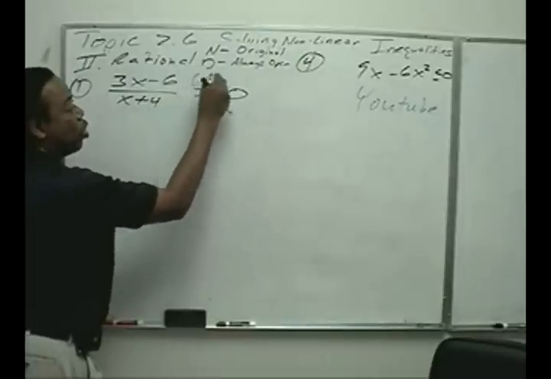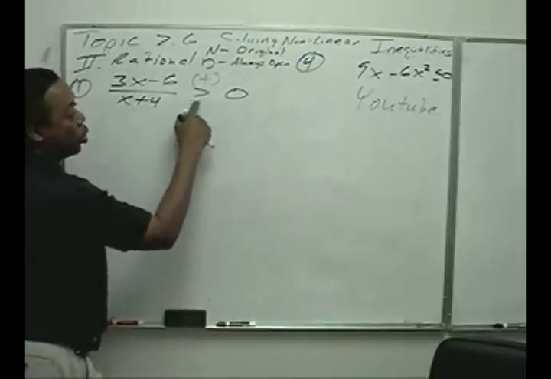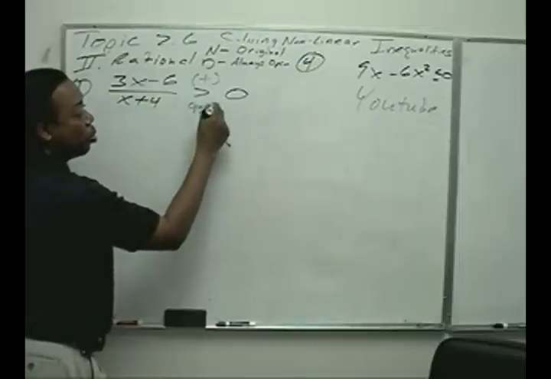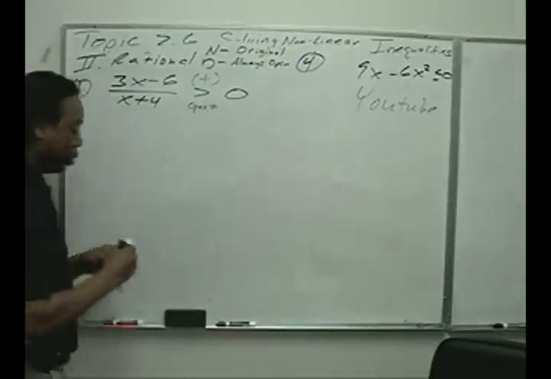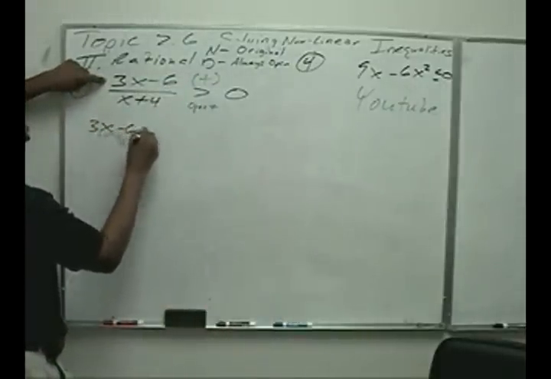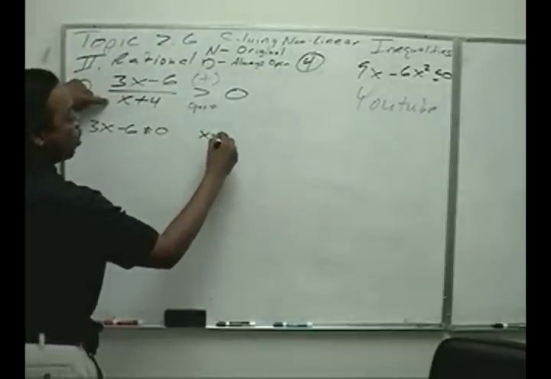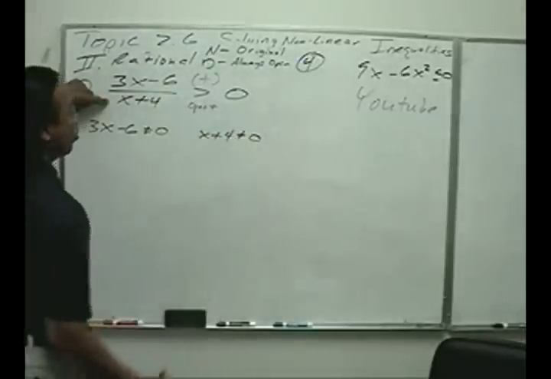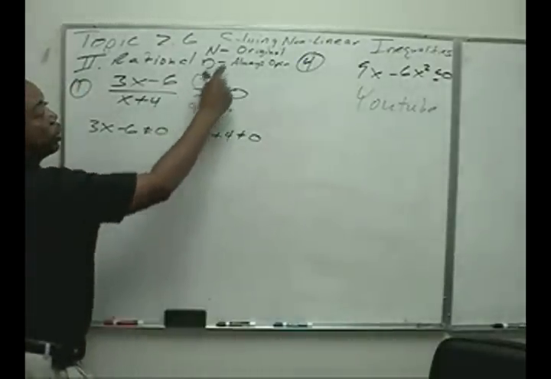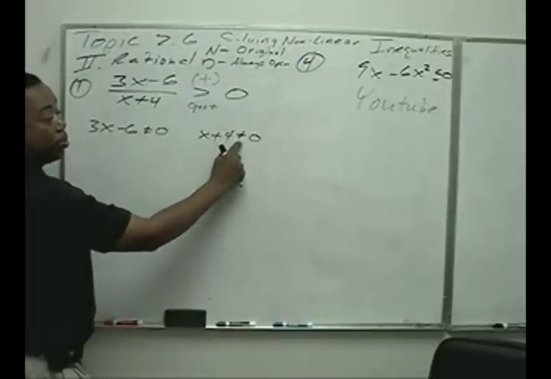Numbers that are greater than 0 are positive numbers. The numerator will follow the original problem, which has no equal sign, so the numerator will be open. All right, so let's take the numerator off: 3x minus 6 equal to 0. Denominator off: x plus 4 not equal to 0. The reason I use not equal for the numerator is that it follows the original, which is open. The denominator is always open.